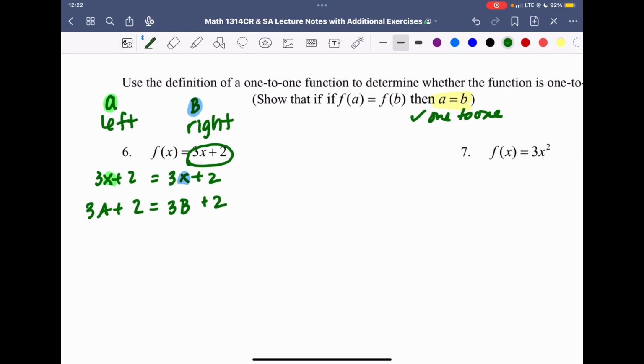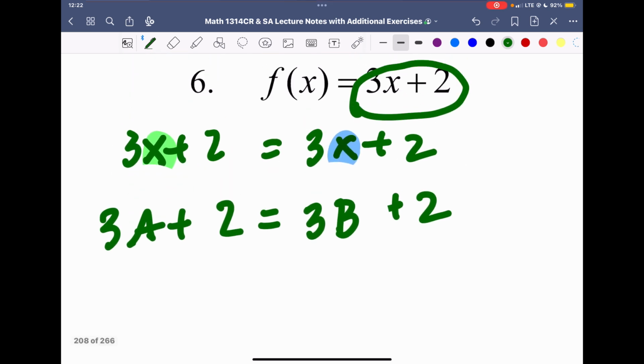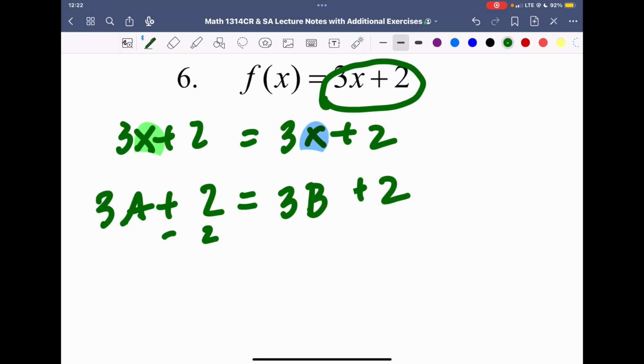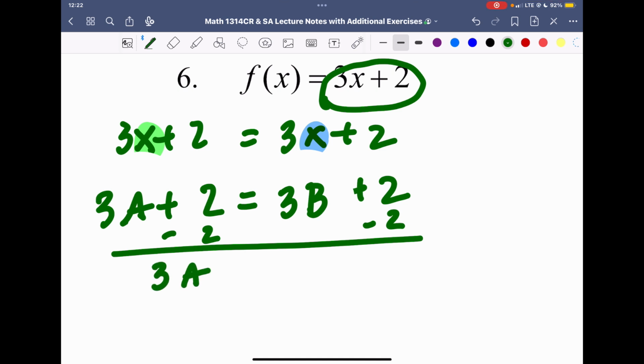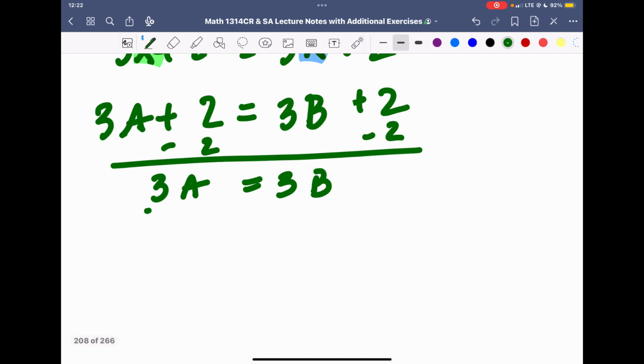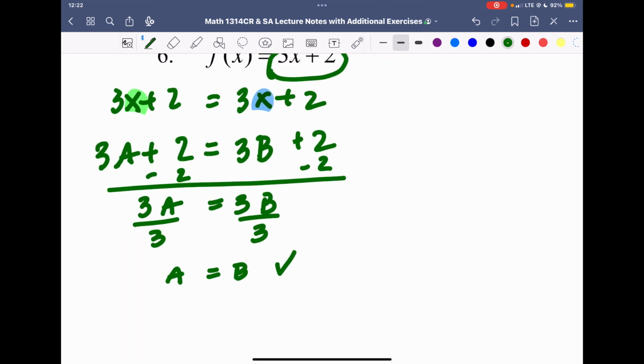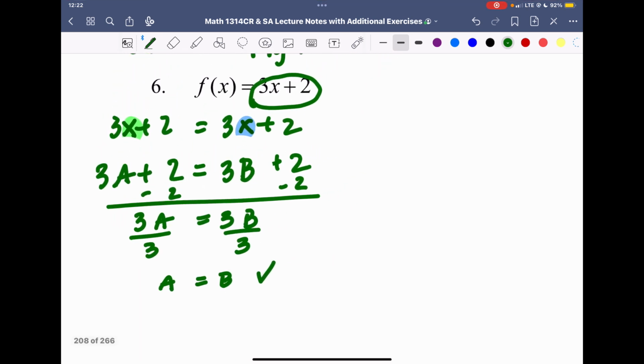So I'm going to start on the right. We're going to subtract 2 from both sides. 3A equals 3B. Divide both sides by 3. A equals B. So because of the definition of 1-to-1, right? So this is 1-to-1 because of the definition.